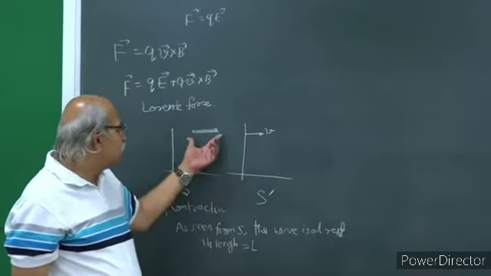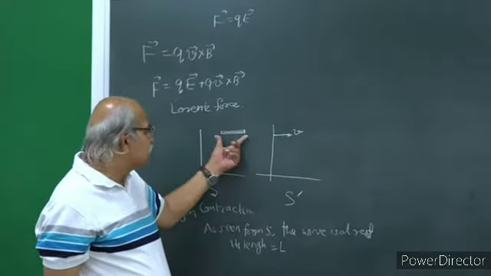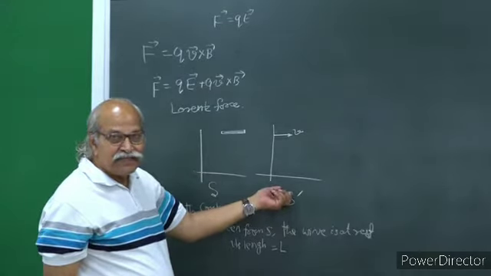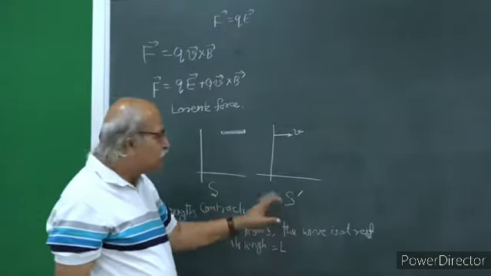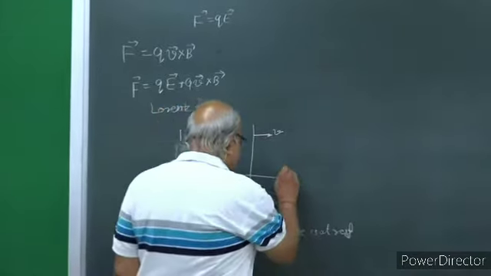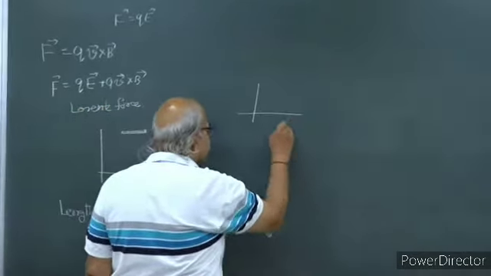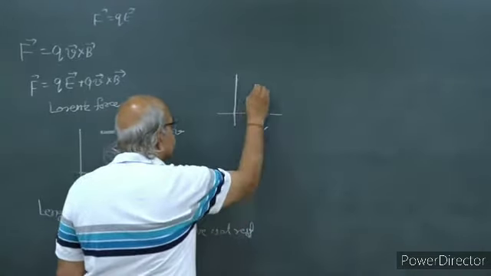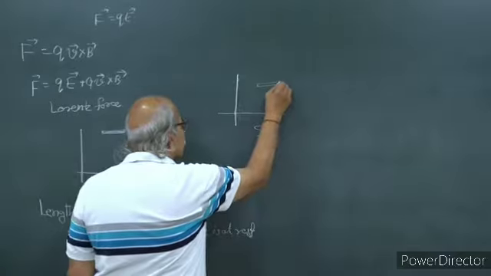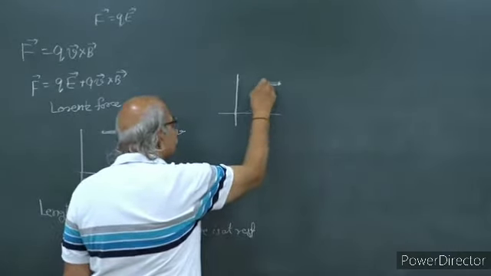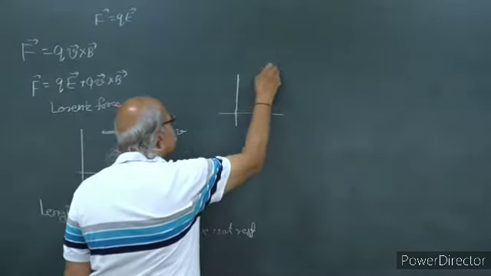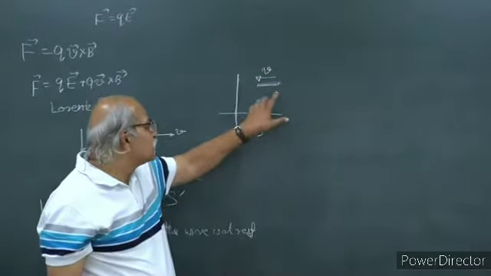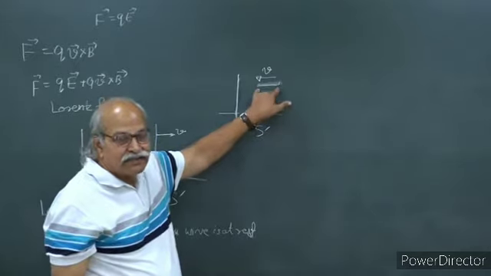But if that same wire is seen from S prime, then measuring length is more technical, because if I look at this wire from the S prime frame, this wire is moving backward with a velocity v, and I want to ask how much is the length of this wire.